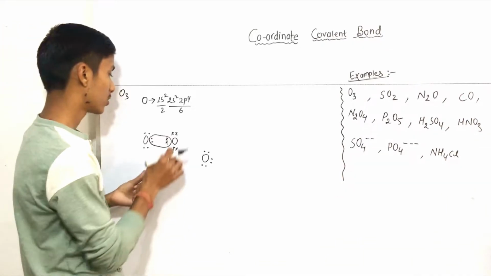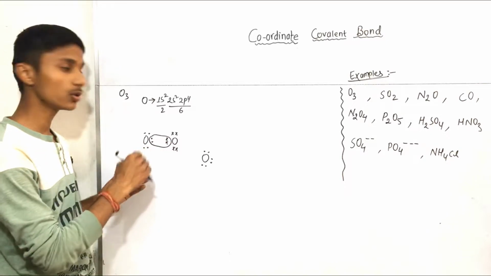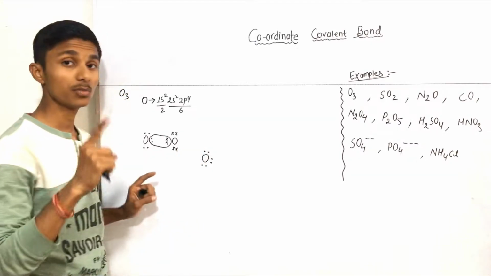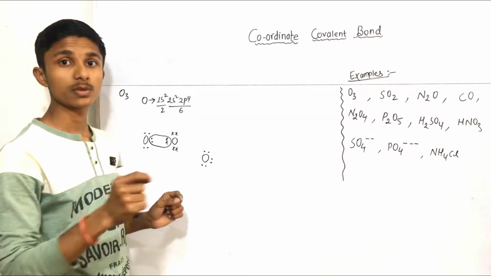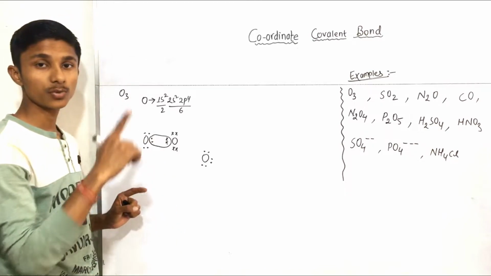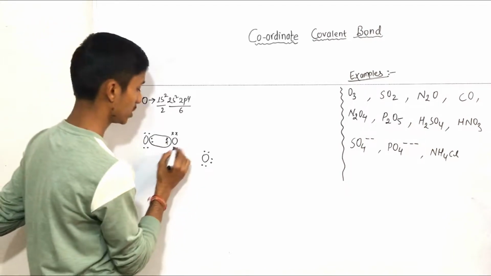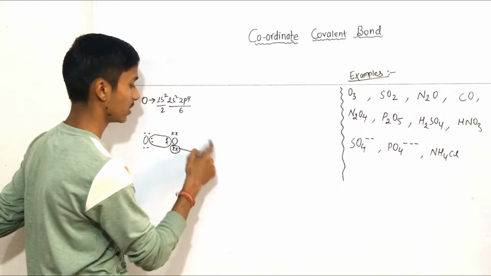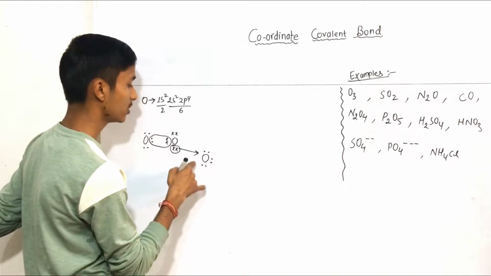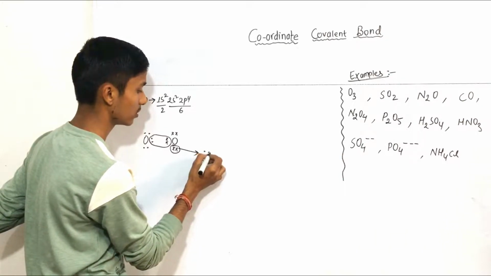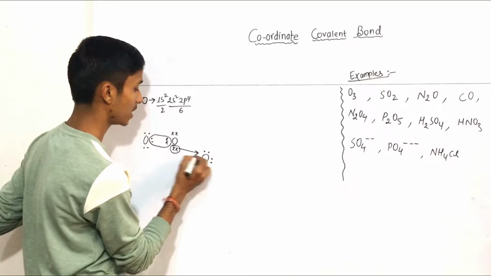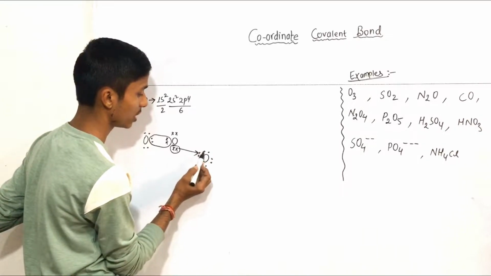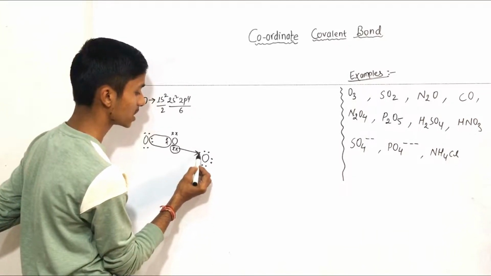So here any of the 2 oxygen atoms can donate 1 pair of electrons to this oxygen atom. And remember, donating of electrons always takes place in pairs. It means 1 pair, 2 pair, 3 pair. So here this 1 pair of electrons is donated to this oxygen atom, and now this oxygen atom has 8 electrons in its valence shell. 1 2 3 4 5 6, and here these 2 electrons are donated. So now you can count 1 2 3 4 5 6 7 8.